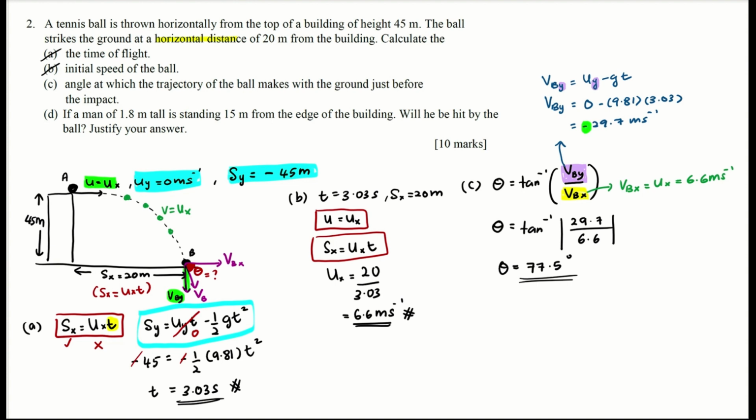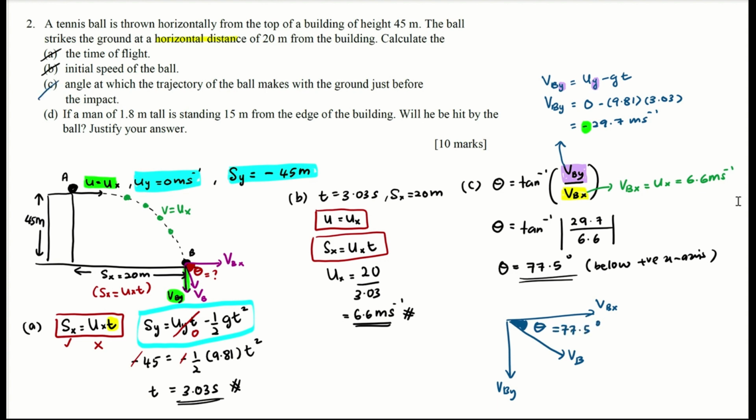So inilah angle-nya which is below positive x-axis. Kenapa below positive x-axis? Sebab this is the x component VBX, positive x-axis. So this is VBY and this is VB tadi. So angle dia dekat sini, okay, di bawah positive x-axis. Okay, so finish question C.